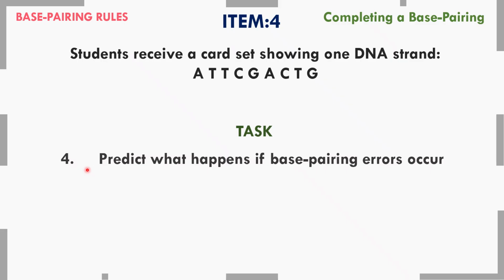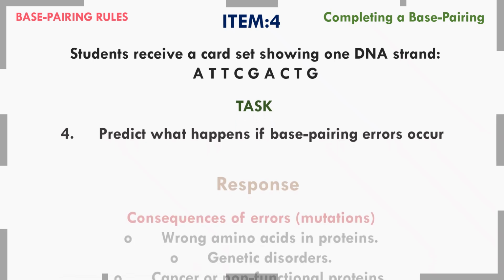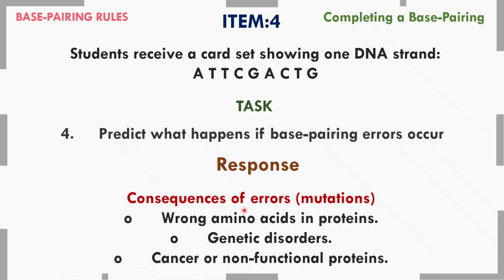Four, predict what happens if base pairing errors occur. Consequences of errors: mutations. There will be wrong amino acids in proteins. There will be genetic disorders, cancer, or non-functional proteins are likely to occur.